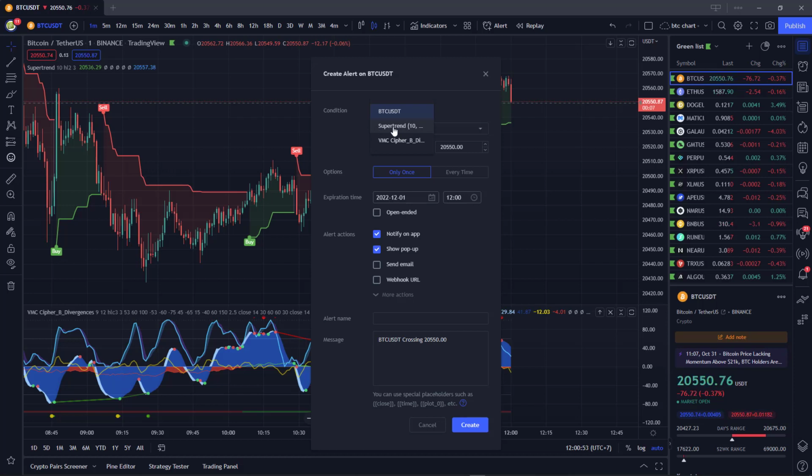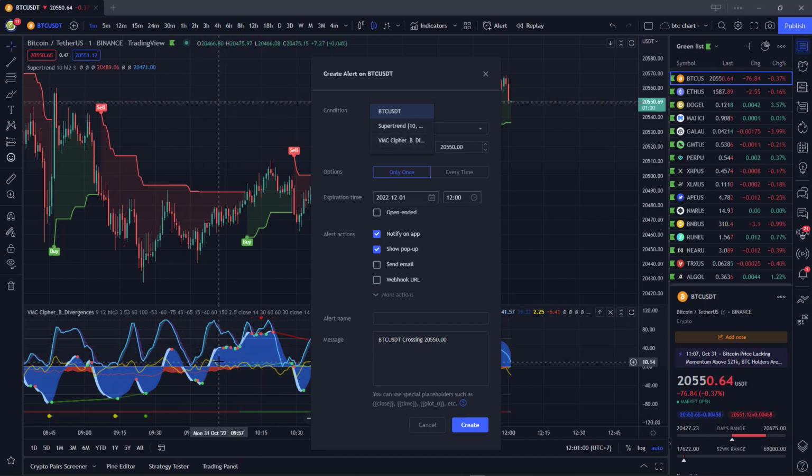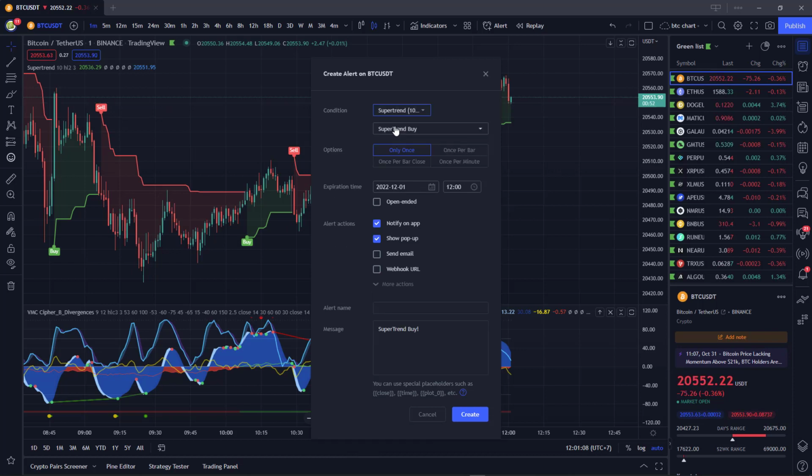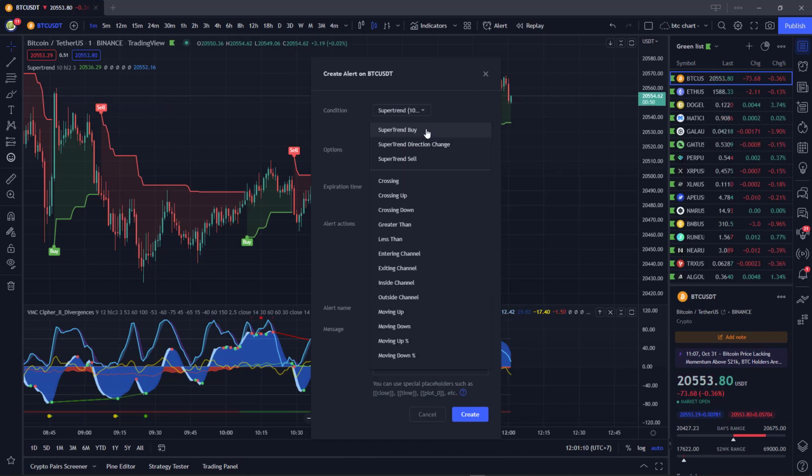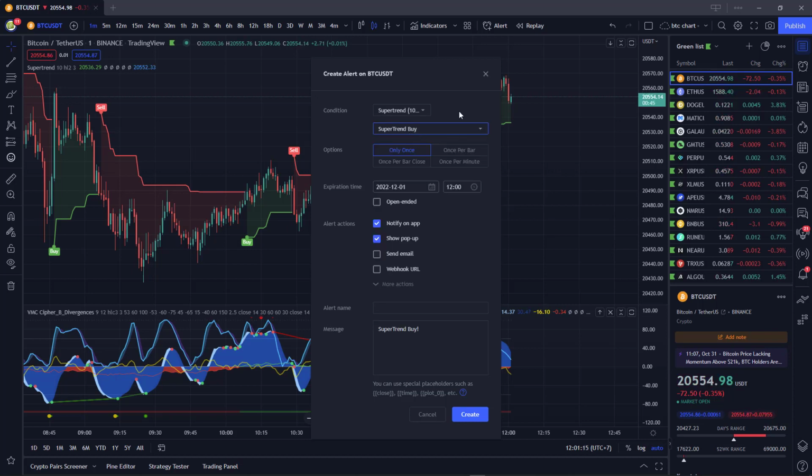Choose Supertrend because that's the indicator we want to use, and as you can see, VMC Cipher B is also in that menu. That's this one down here. So any indicator that you have loaded up on your chart will appear in here. So we're going to choose Supertrend. Supertrend buy is the correct one, and we could choose once per bar close. You've got different options here.